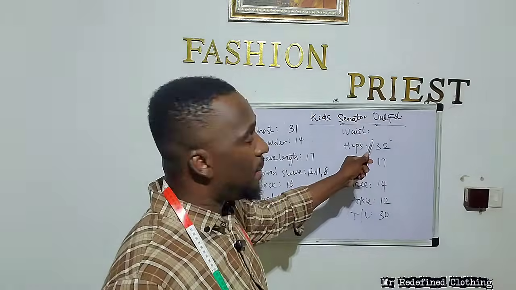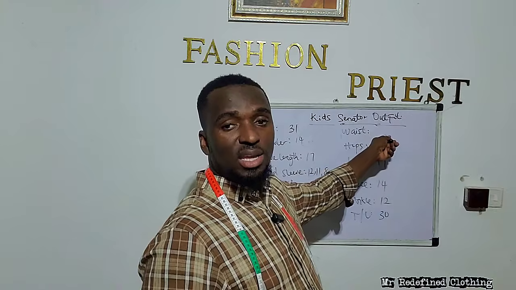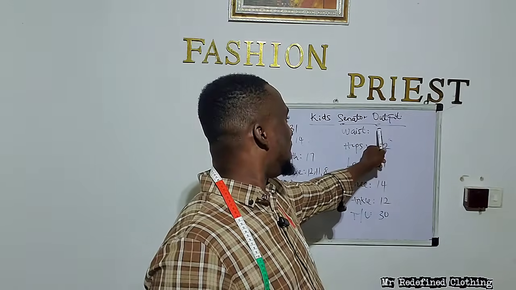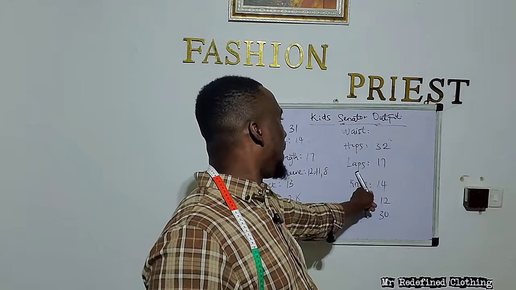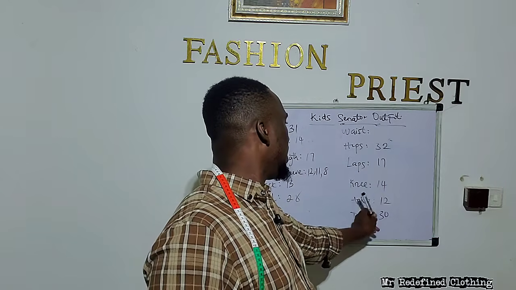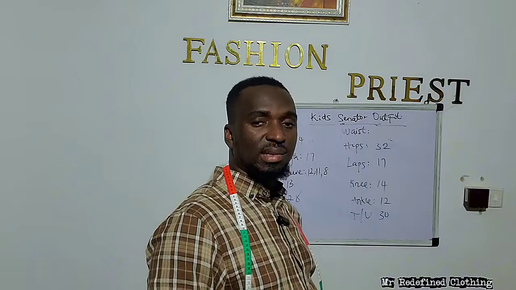Now for the waist, we are making back elastic or rope. That's why I do not measure or put value on the waist. Now the hip 32, lap is 17, knee is 14, ankle is 12, length of trouser is 30.